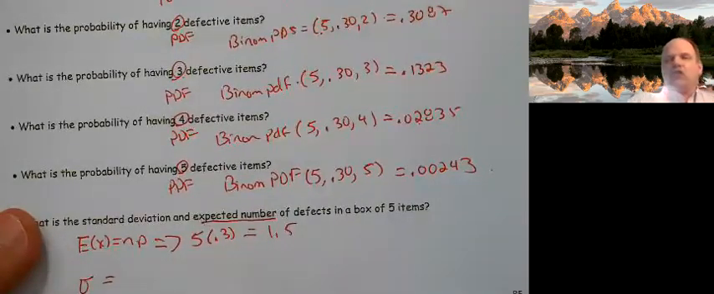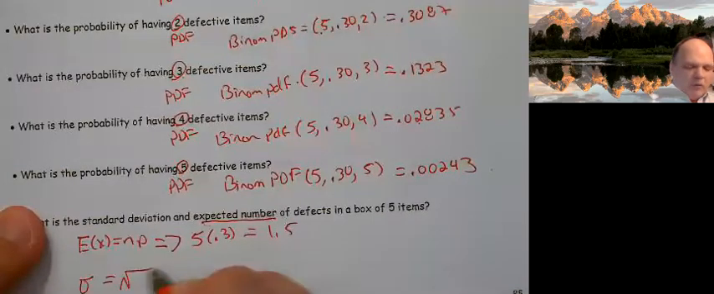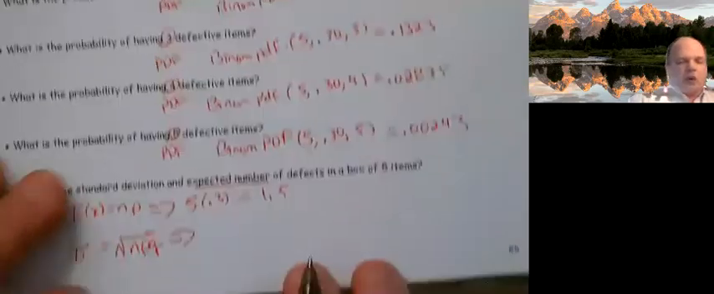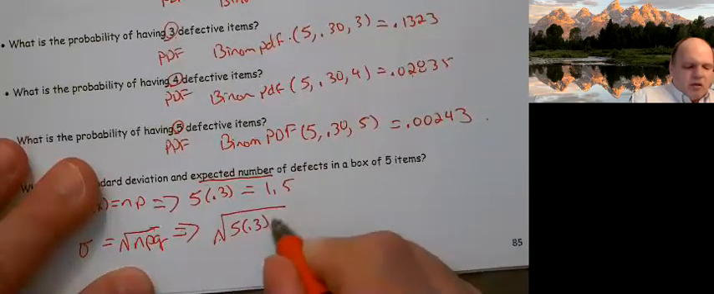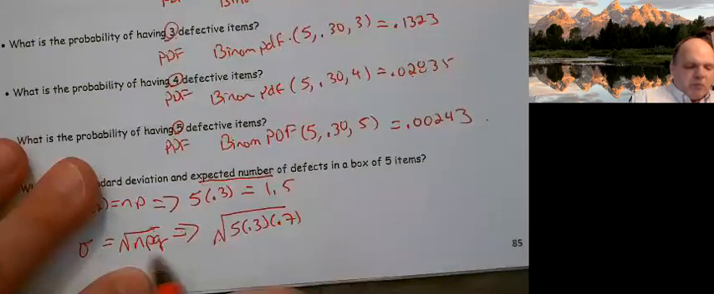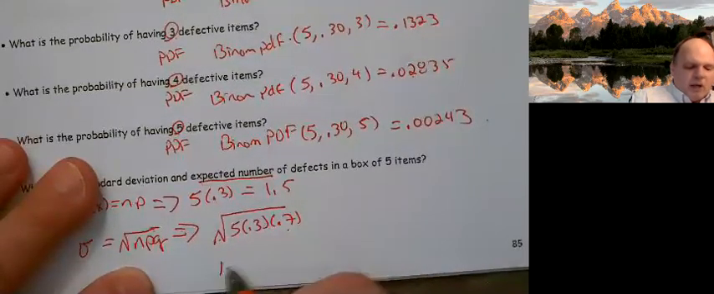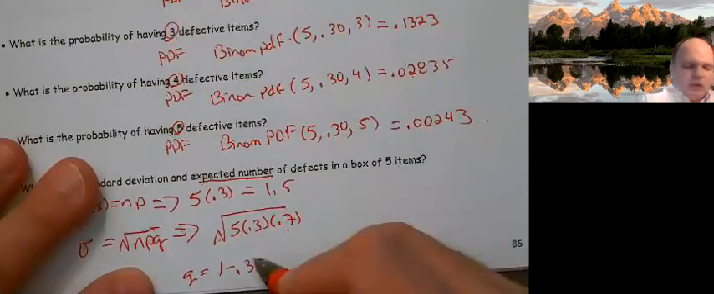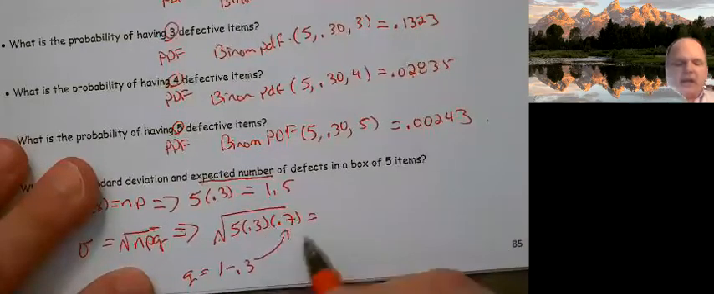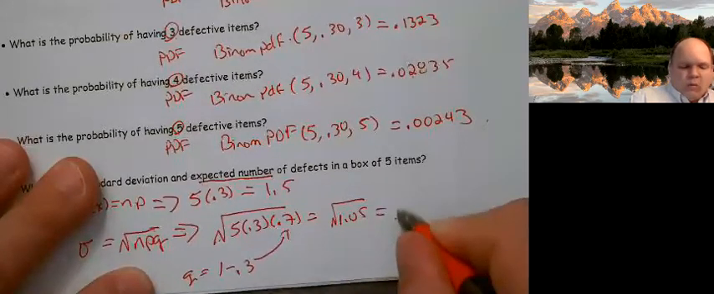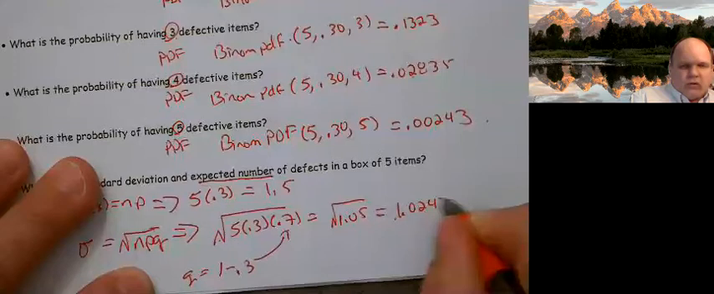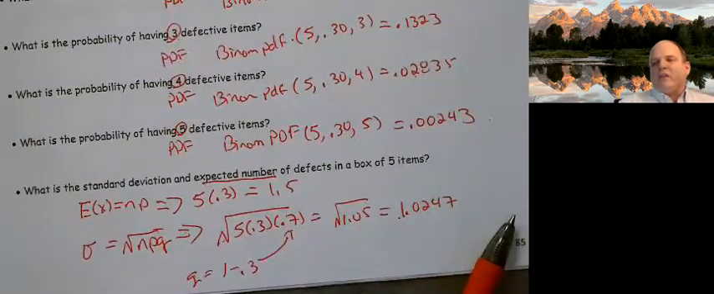All right, standard deviation. Well, the standard deviation for the binomial is the square root of npq. So this is what this looks like for work shown. The square root of 5 times 0.3 times 0.7. And this 0.7 came from 1 minus 0.3. That's where the q came from, 1 minus 0.3. That gives me this value right there. When I multiply that, I get the square root of 1.05, which equals 1.0247. So that would be my standard deviation for that.